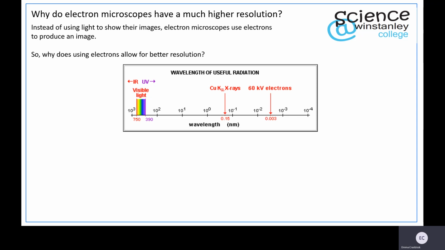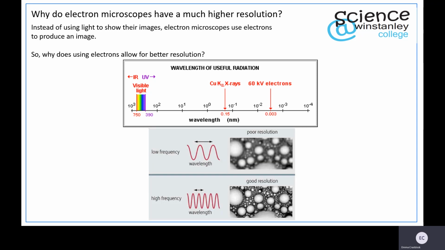The shorter that wavelength is, the shorter the distance you can determine between 2 points, as shown in this diagram. So if you have a long wavelength, you can't distinguish between 2 points that are very close together, so you have a poor resolution. Whereas if you have a short wavelength, you can distinguish between 2 points that are much closer together, so you have a good resolution.